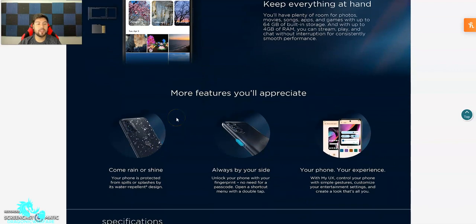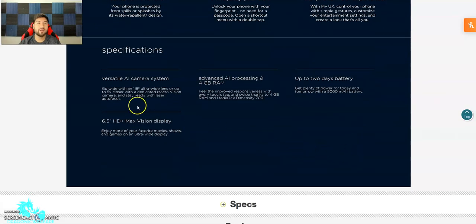So it looks like it is water repellent, not water resistant. So if it rains or you splash some water on it, it'll be fine. And like I was saying, always on your side. Unlock your phone with a fingerprint. No need for passcodes. Open a shortcut menu with a double tap. And then, of course, you can customize your Motorola with MyUX. Control your phone with simple gestures. Customize your entertainment settings and create a look. Wow. Here are some of the specifications.